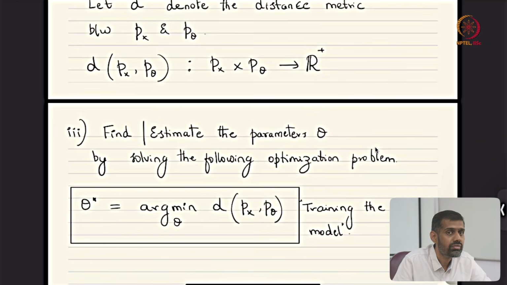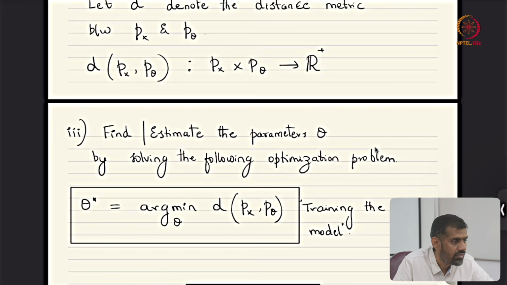That's a question that we will answer. The question is, since we do not know Px, how do we calculate the distance metric? That is what we will see next. Statistics helps you there. The probability theory course will help you do that.